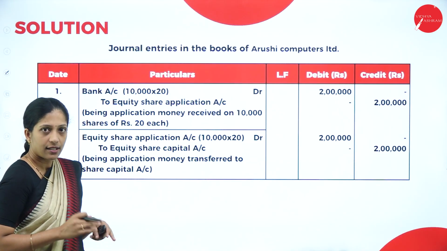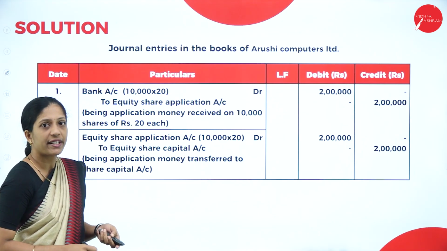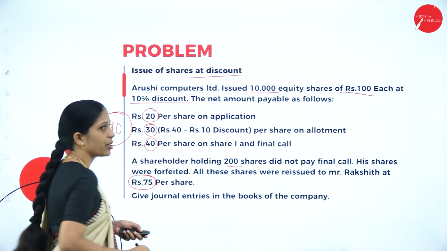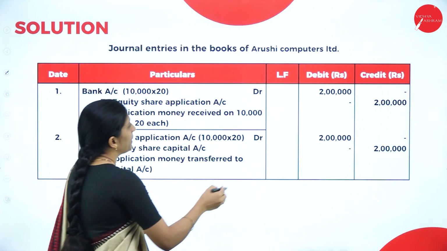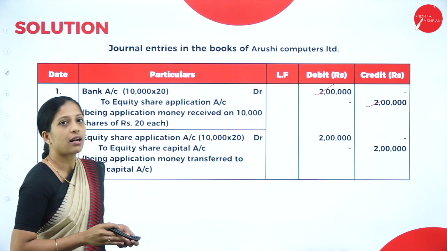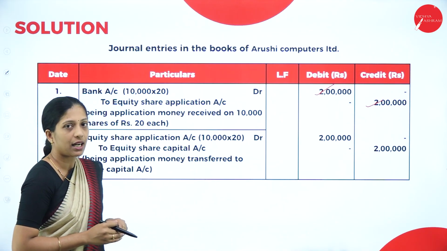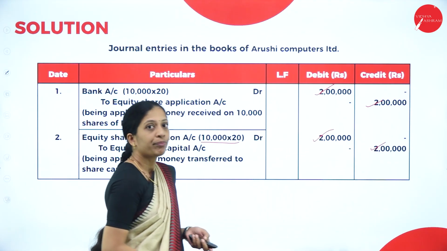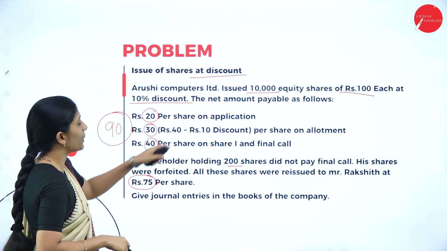So, first entry remains same, bank account debit to equity share application account. What is the number of shares? 10,000. Application money 20 rupees. So, this will be 2 lakh. Next, transfer entry, equity share application account debit to equity share capital account with the same amount, 10,000 into 20, that is 2 lakh. Now, come to the allotment stage where we have discount.